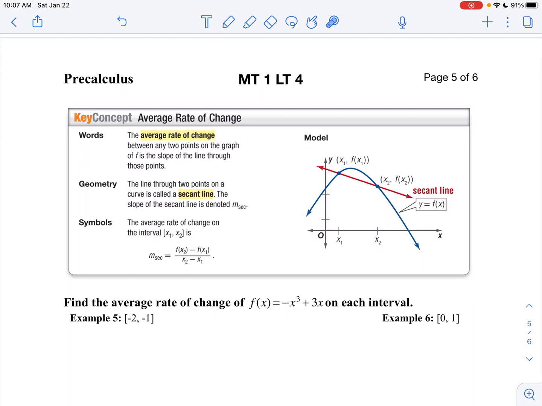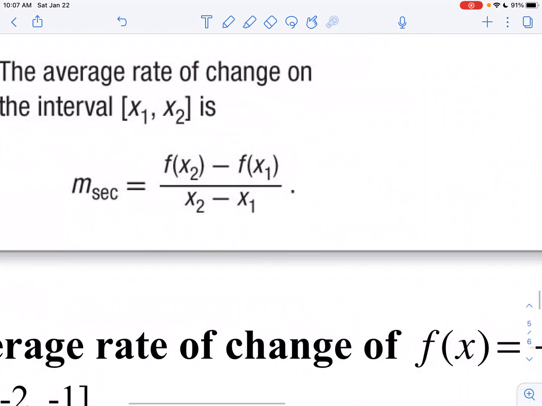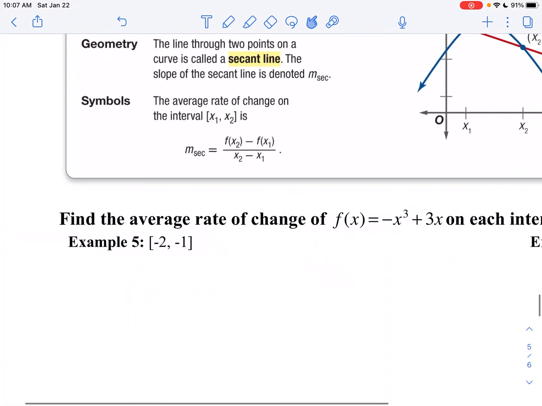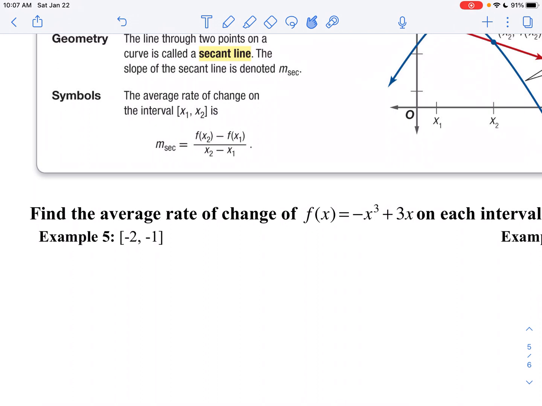my slope formula. Now, it looks like it's a pretty complex formula, but all it is, is the value of the function at your second point minus the value of the function at the first point divided by the difference in your independent variables. So in other words, it's just slope. So let's take a look at example 5. I want to find the average rate of change from -2 to -1.